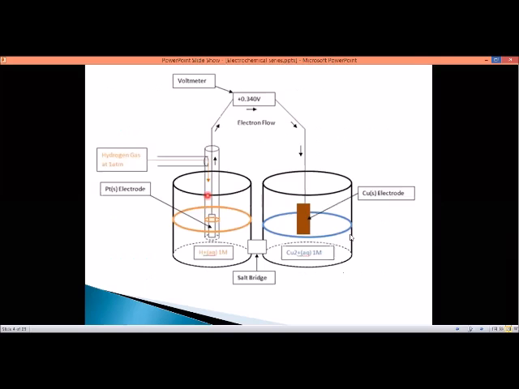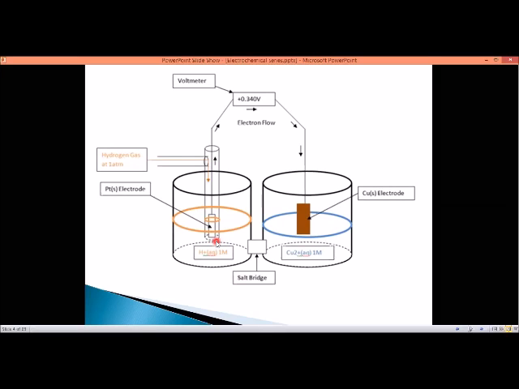So let's see here. This is our complete cell. In this complete cell, on the right hand side we have a copper electrode dipped in a copper sulfate solution. On the left hand side, we have a hydrogen electrode. Hydrogen electrode is also known as what? Our standard or reference electrode. Okay, standard hydrogen electrode or SHE. This is also known as a reference electrode.